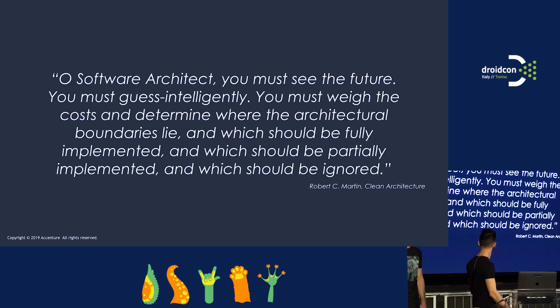You are thinking about the same thing. And after all of this abstraction and layering, you might be wondering, why the hell do I need so much complexity in my app? Well, as Uncle Bob says in his book, you are potentially an architect, so you need to recognize when all these things are really needed. As he says, I quote, you need to determine where the architectural boundaries lie, which one should be fully implemented, which one should be partially implemented, and which one should be just ignored. And remember, in general, over-engineering is often much worse than under-engineering.